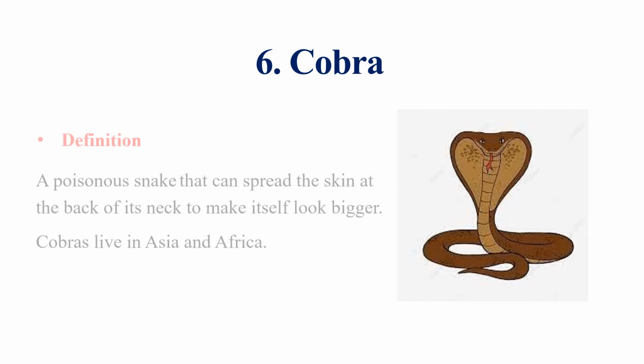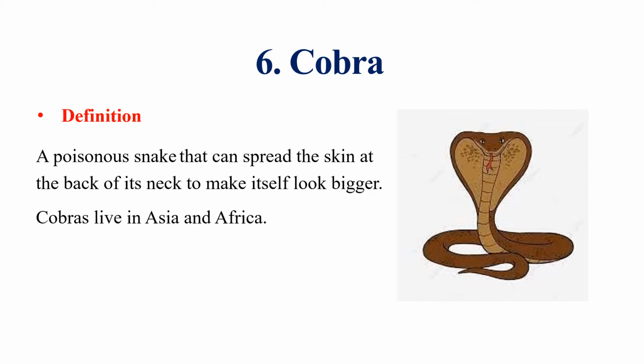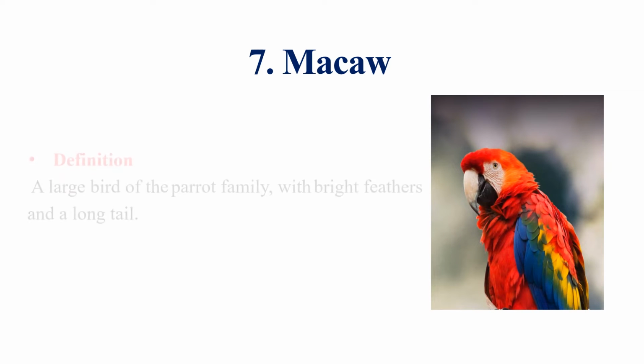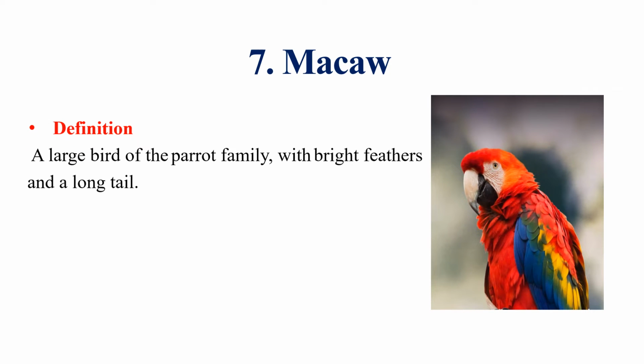Cobra. The cobra is a poisonous snake that can spread the skin at the back of its neck to make itself look bigger. Cobras live in Asia and Africa. This word is a noun. Macaw. A macaw is a large bird of the parrot family with bright feathers and a long tail. This word is a noun.